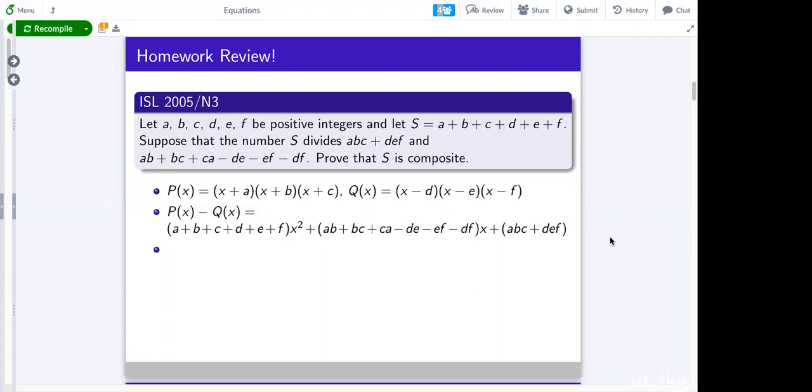So what happens when we plug in f? We want P of f minus Q of f. So now P of f is going to be (a plus f)(b plus f)(c plus f), and then Q of f is going to be 0 because f is a root of it. So now, because s divides everything, we know that s has to divide (a plus f)(b plus f)(c plus f). So now how can we use this to prove that s is composite?